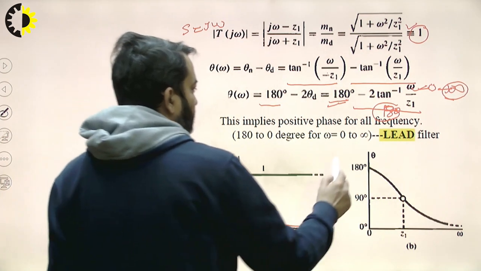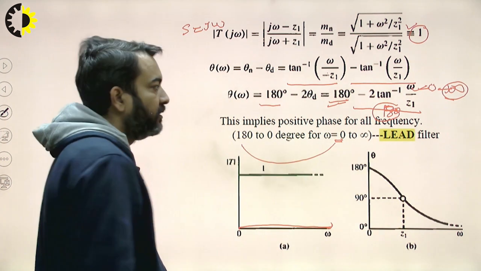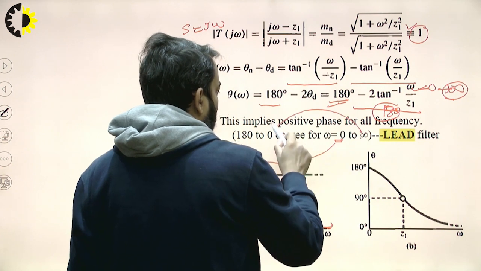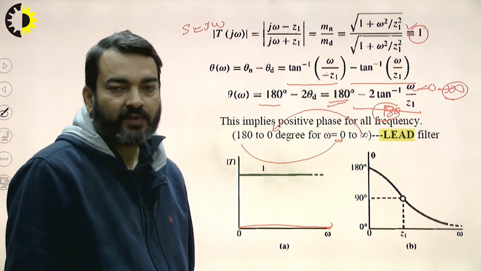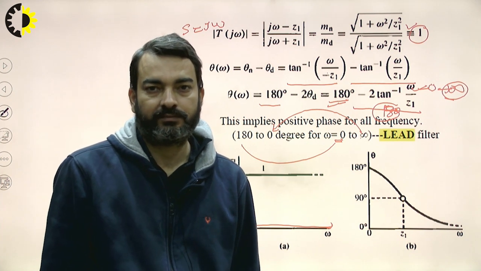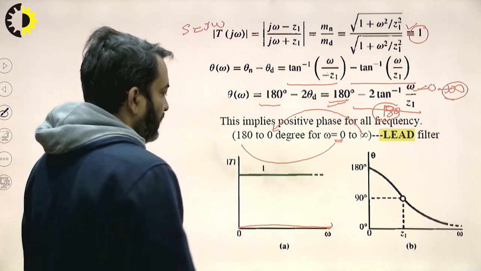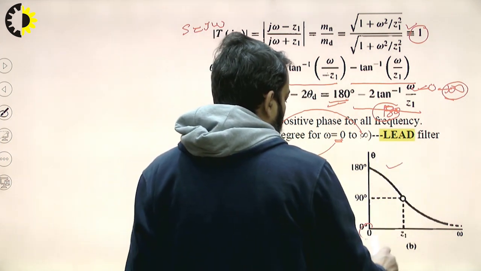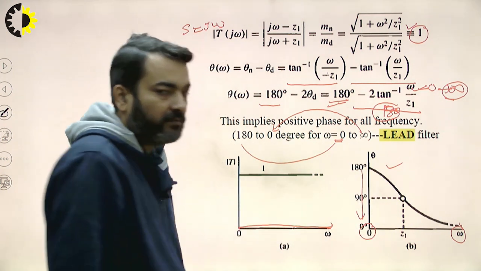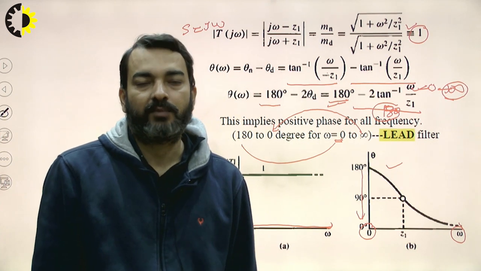So at omega equal to 0, the net angle is 180, and at omega equal to infinity, the angle is 0. So for any frequency, the overall angle remains positive. So we say this is a leading all pass section. In this plot we can see, as omega varies from 0 to infinity, the angle varies from 180 to 0, but it is positive. This is the characteristic of leading all pass.